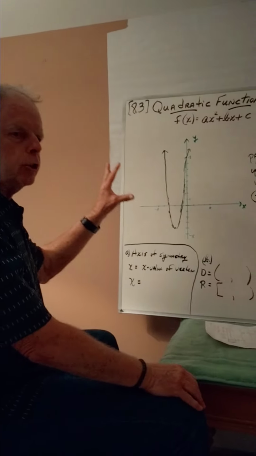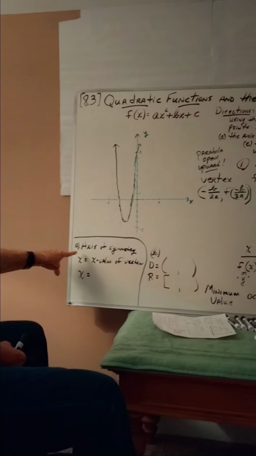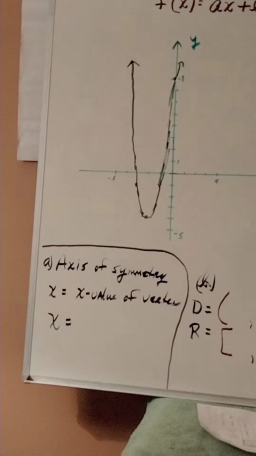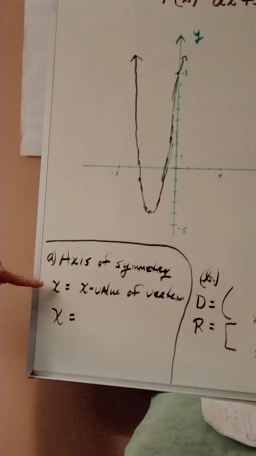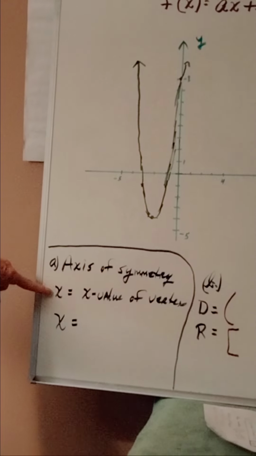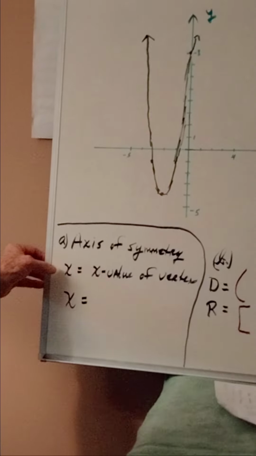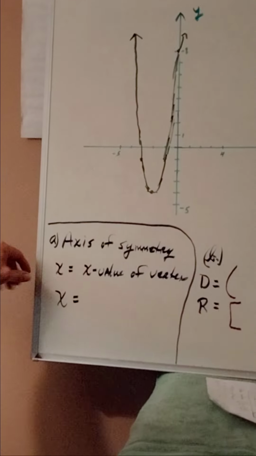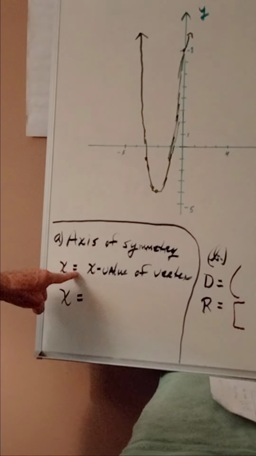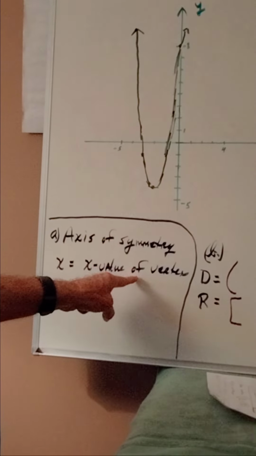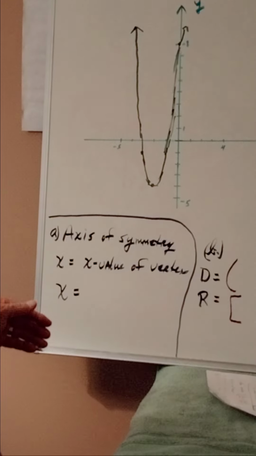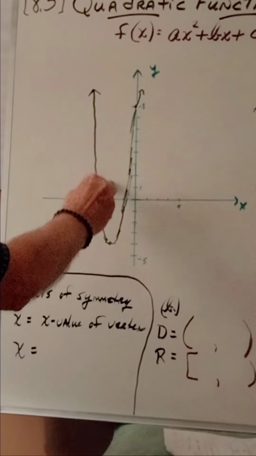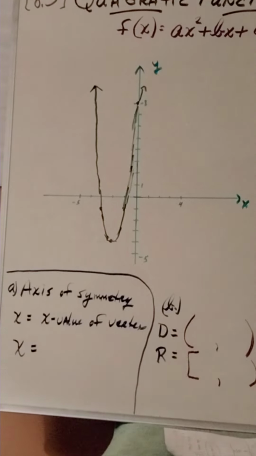Now let's go to the 3 items. The first item that they want us to identify is the axis of symmetry. Here's what the axis of symmetry is. I told you it's going to revolve around the vertex. The axis of symmetry is always the equation x is equal to whatever the x value of the vertex is. You see, the axis of symmetry, I'm not going to make it in here, is this vertical line that intersects the vertex and cuts it in half.